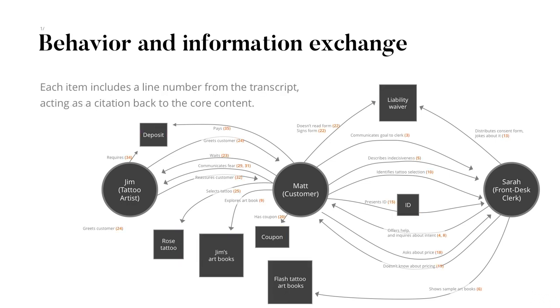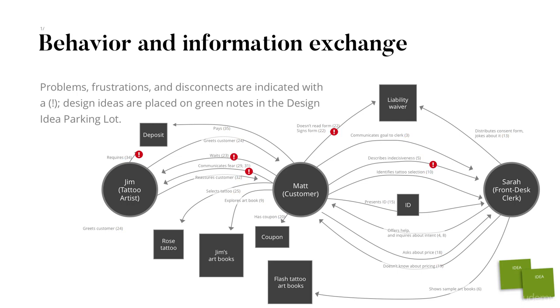And then you'll see throughout this that there's little line numbers. After every single label, you can see a number in parentheses. These numbers are a citation back to the core content. You'll see red exclamation points throughout the diagram as well, and each one of these represents when something was going wrong. These might be disconnects, problems, or frustrations.